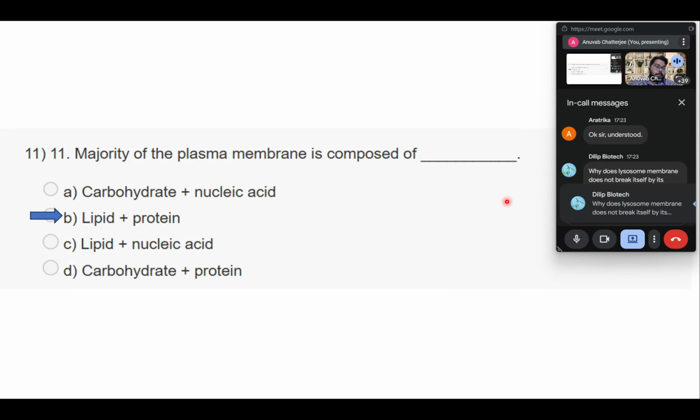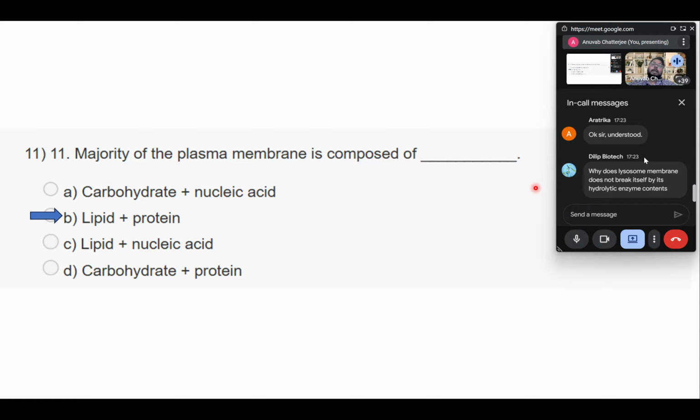So that's a very interesting question. Why does the lysosome membrane not break itself down with its hydrolytic enzyme content? Lysosomes contain different kinds of hydrolytic enzymes, like trypsin or lipases. These all have specific motifs that they can detect and then break down. They do not break down everything.